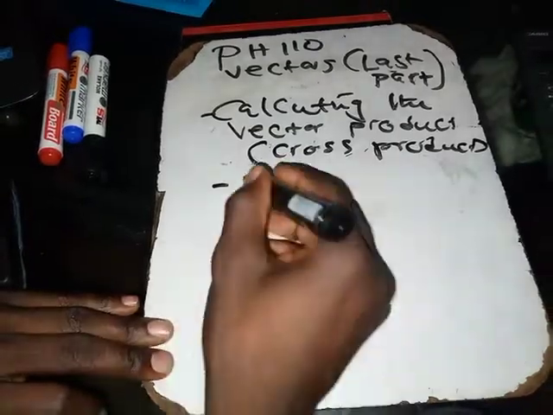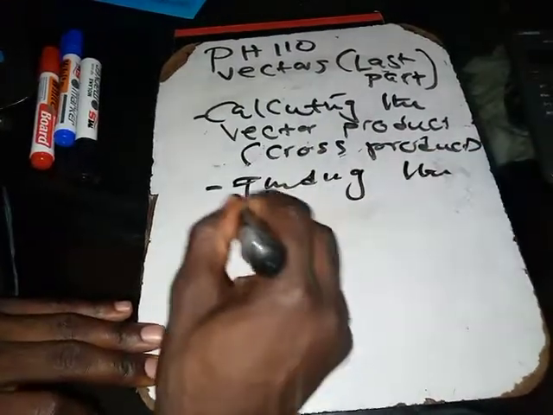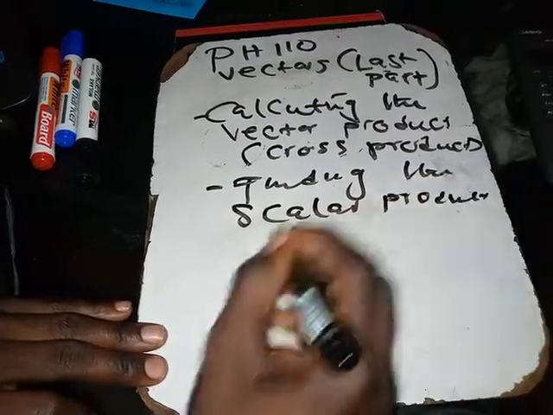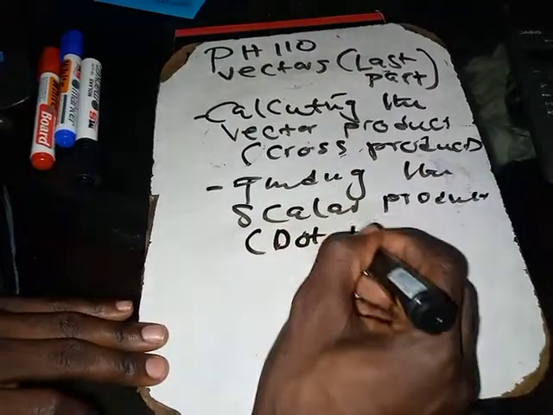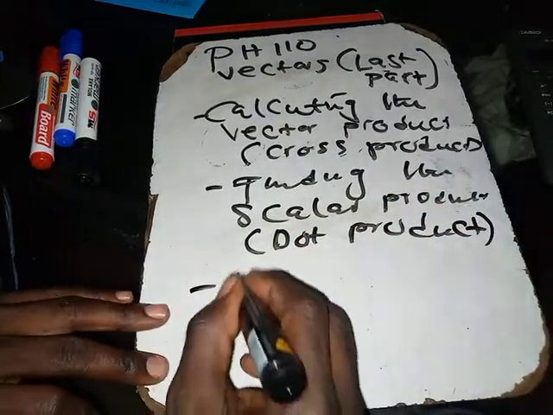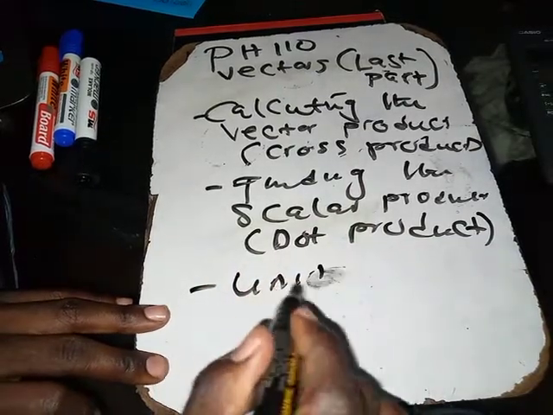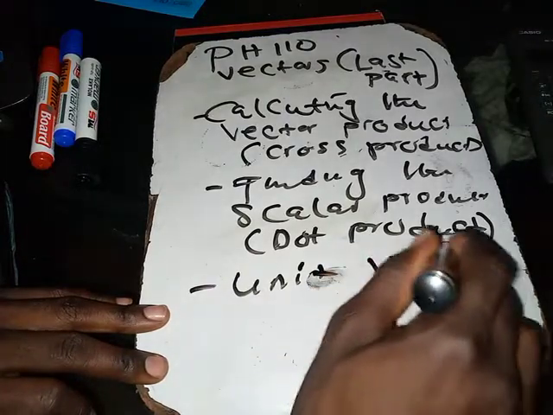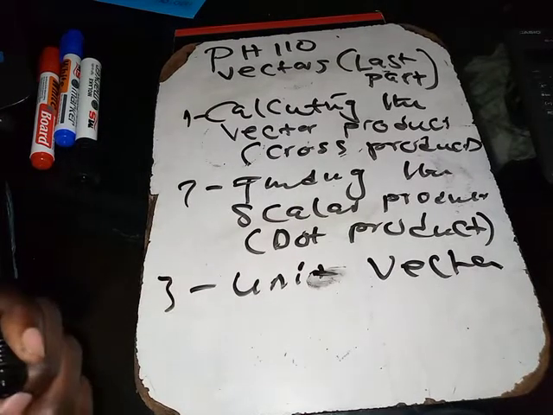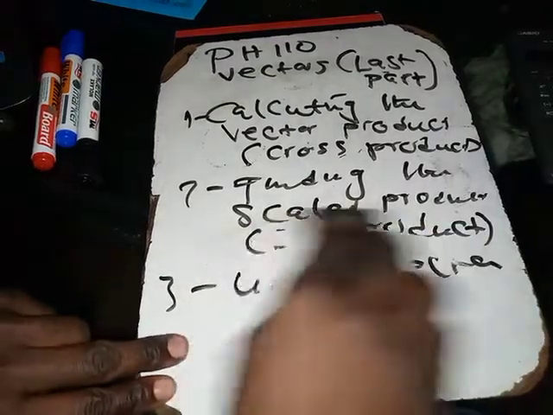Then another thing, finding the scalar product, which is also called the dot product. Then the unit vector. So 1, 2, 3. These are the things that remained under vectors, and we're going to find them. All right, so let's proceed.